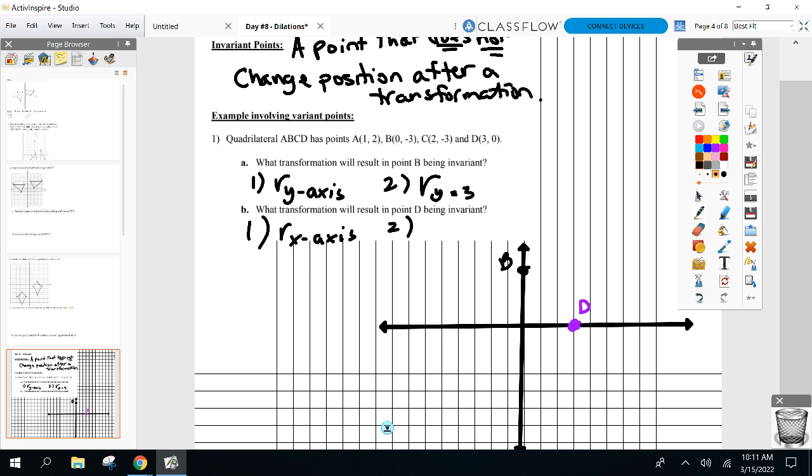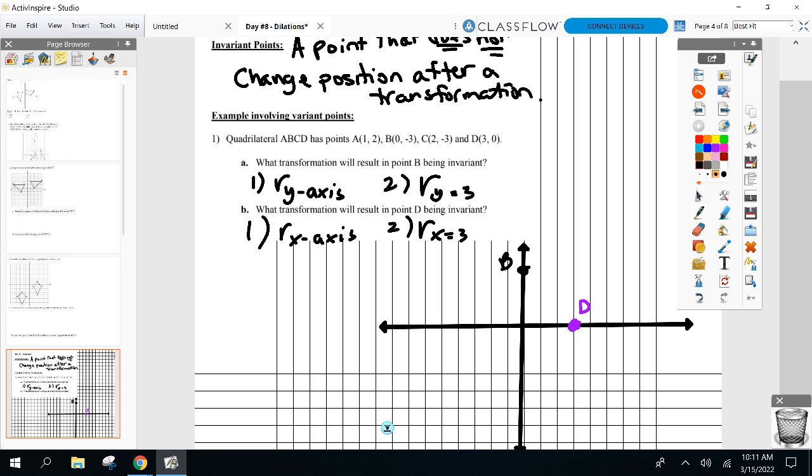And what else will keep it where it is? What else will keep it where it is? Go ahead, Callum. Reflection over x equals 3. Good work, everyone. Good work.